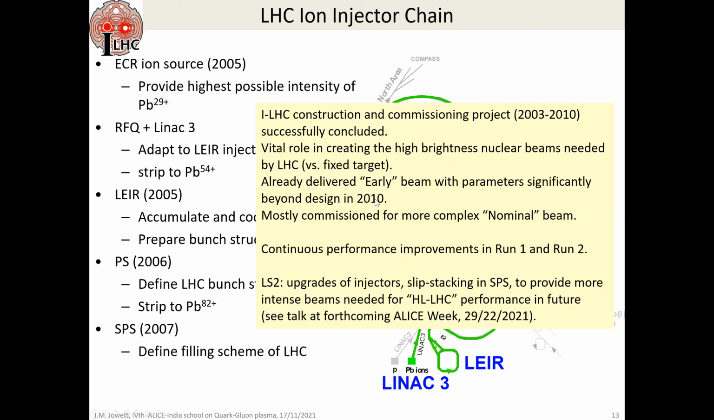It already delivered the so-called early beam with parameters significantly beyond its design back in the first lead run in 2010. And it was later commissioned for the more complex nominal beam with trains of bunches injected into the LHC. And there have been many performance improvements in runs 1 and 2. Recently in Long Shutdown 2, there were substantial upgrades of the injector, something completely new in CERN. The slip stacking of the bunches in the SPS will provide more bunches and more intense beams needed for the so-called high luminosity LHC level of performance.